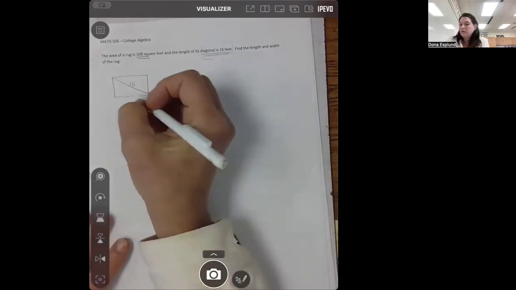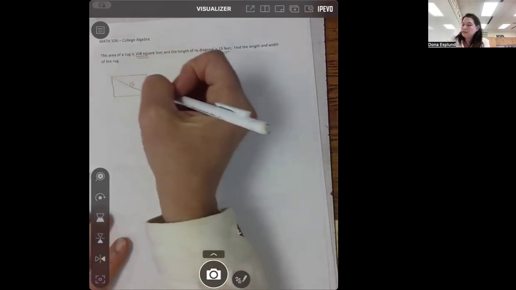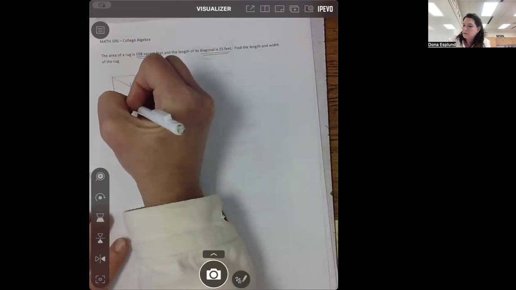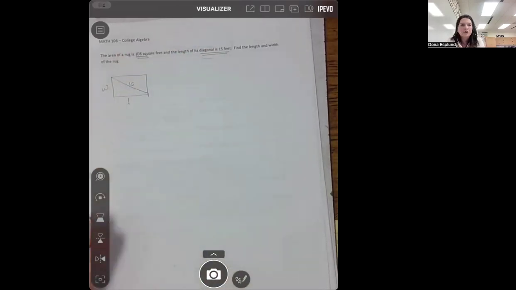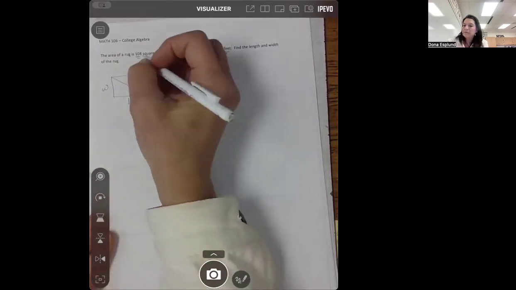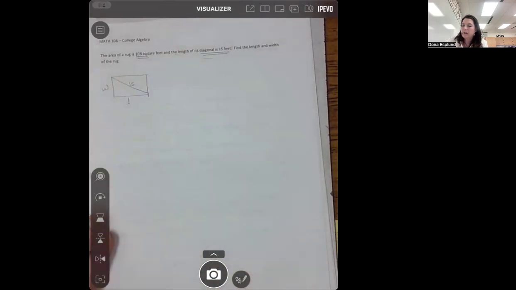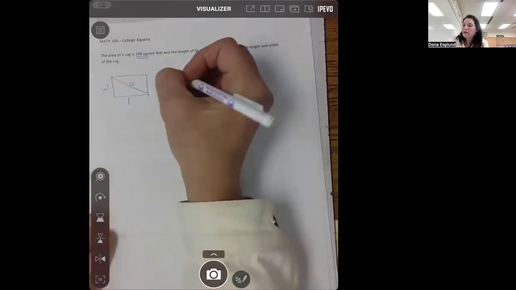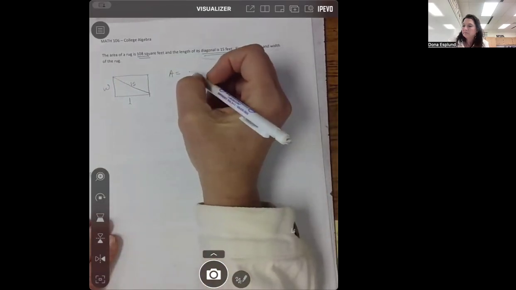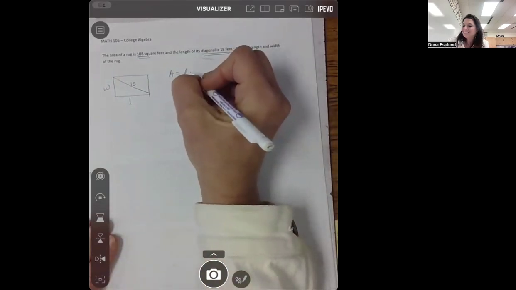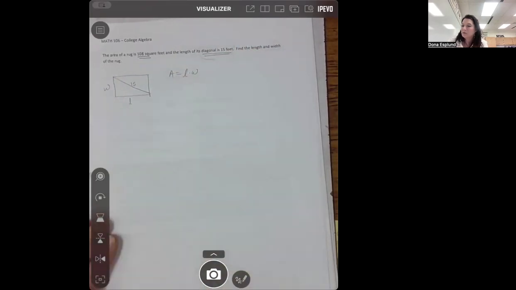Now, I'm going to have a length and a width. You can either use x and y, but let's just do a cursive L for the length and a cursive W for the width. I have two formulas because I'm also given the area of my rug. And area is found by doing what? What's the formula for area of a rectangle? It is length times width. So I'm going to just write L times W here.